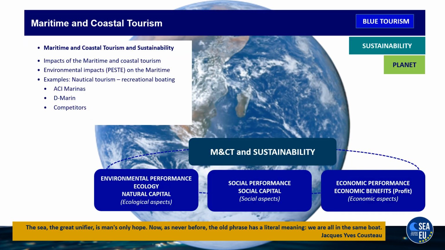Maritime and coastal tourism and sustainability. So we have natural capital, social capital, and economic benefits, which means profit. Natural capital is actually any stock or flow of energy and material that produces goods and services. It includes resources, renewable and non-renewable, processes such as climate regulation, and things that absorb natural recycled waste. And natural capital is the basis not only of production, but of life itself.